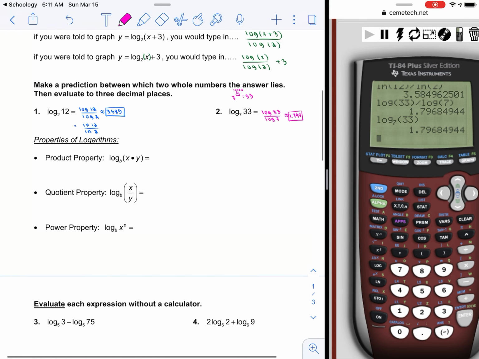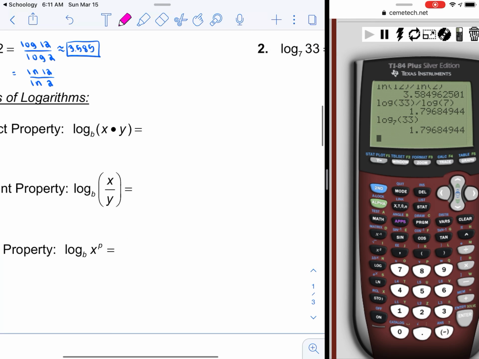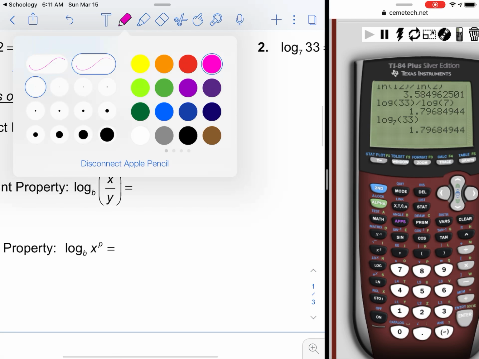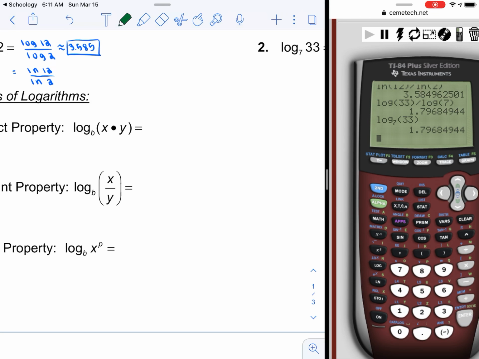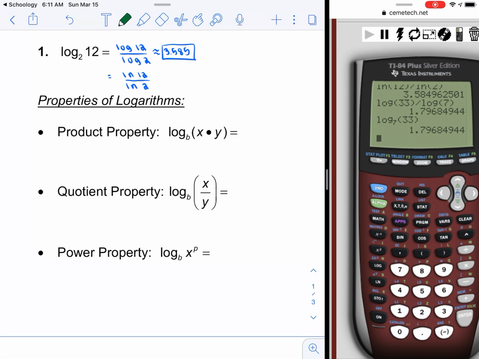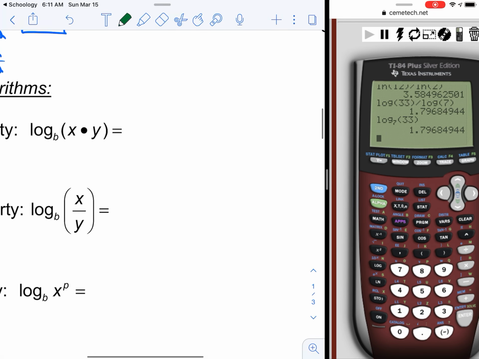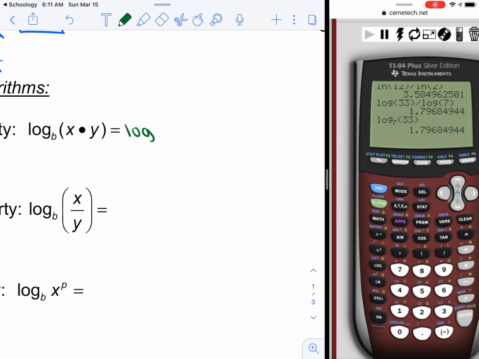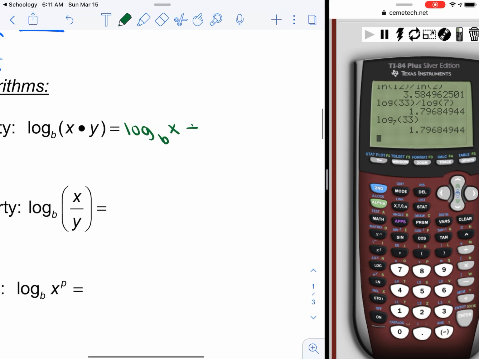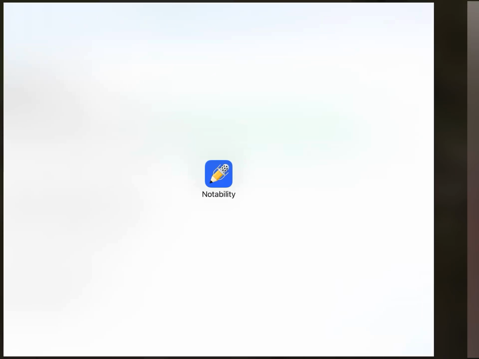Now, the other three properties that we are going to practice in great detail, properties you learned last year, are first of all, the product property. If you ever have a log with a base and there's a product inside of the argument, you can rewrite that as log base b of the first part of that product plus log base b of the second part of that product, which in this case is y.